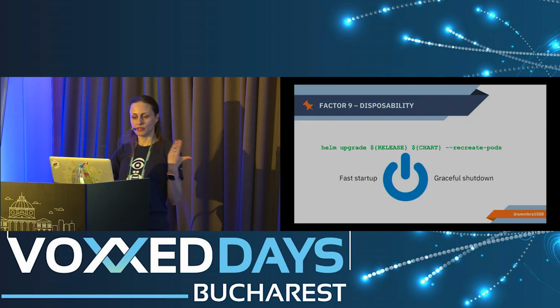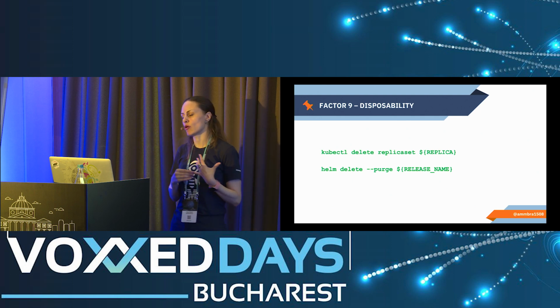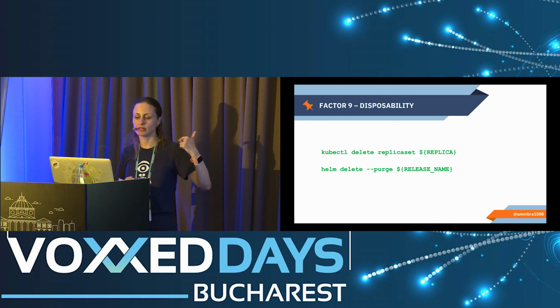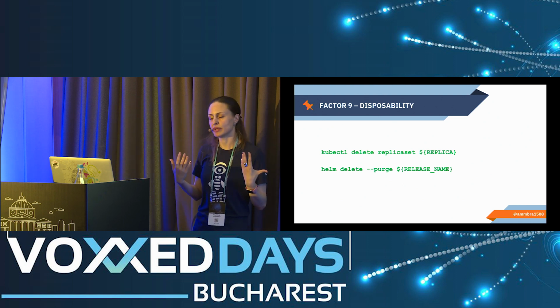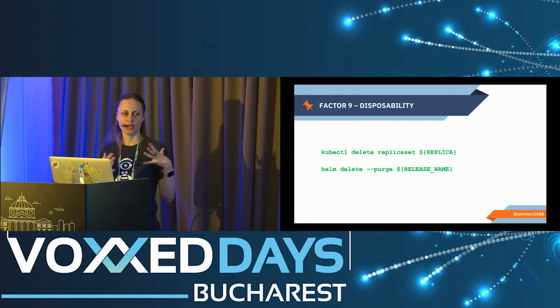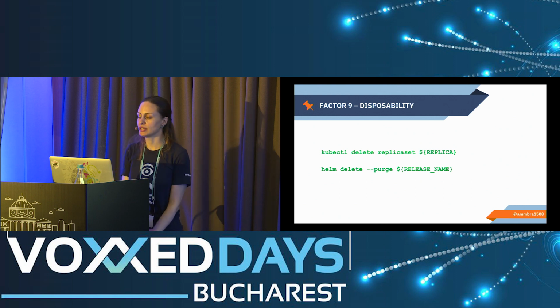And also in terms of disposability, if you're having, let's say, replica sets that are orphan in your Kubernetes cluster, you can use kubectl delete replicaset. Or if you have namespaces, like you have tried a few things in the beginning in the dev environment, and you just want to make sure that you don't have anything left over there, and you're just collecting any garbage, you can use the helm delete --purge release name.